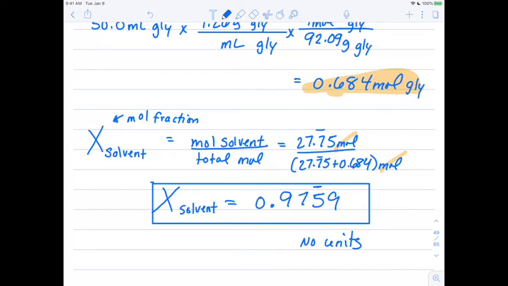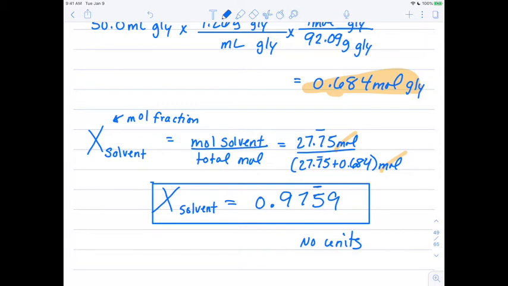So I mentioned before that the weird thing here, and we're only going to do this with Raoult's law, is that when we're finding the mole fraction, you have to have the solvent on top. But again, only with Raoult's law, and we only use Raoult's law with our vapor pressure reduction.